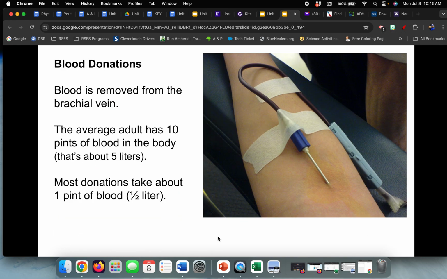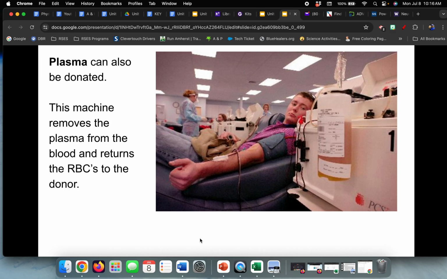If you've ever given blood, they had a blood drive here most years, so some of you might be able to do it this year. Blood is removed from the brachial vein, so they take it in the arm, the brachial vein. Most adults have 10 pints of blood, and they take 1 pint of that, so about 10% of your blood, and your body will make more. You can also donate plasma, and this is removing plasma from the blood, and then it returns the rest of the red blood cells to the donor.